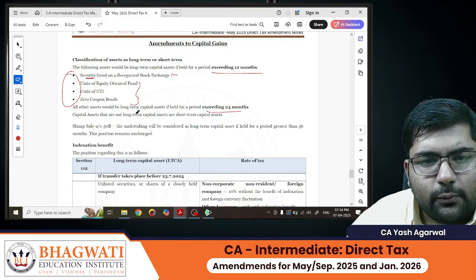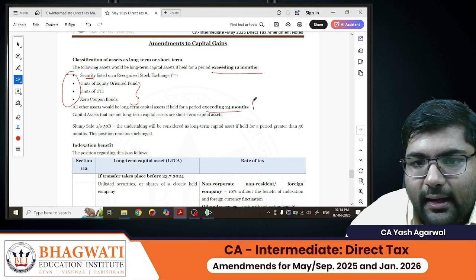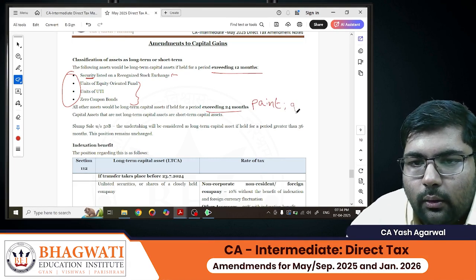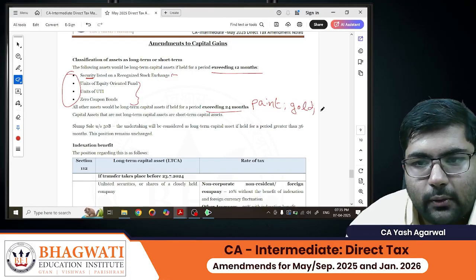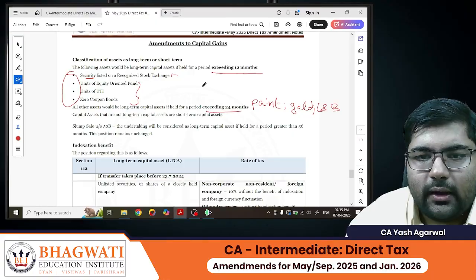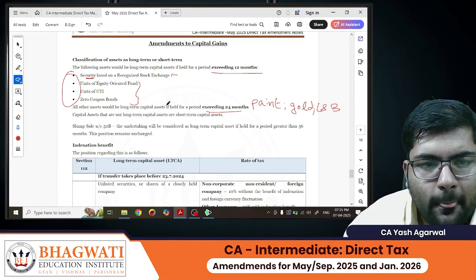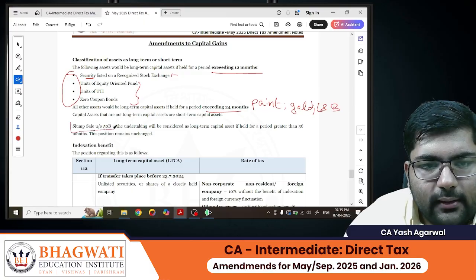All other capital assets would be long term if held for a period of more than 24 months. So, painting would come here, gold would come here, any precious metals, diamonds, precious stones, semi precious stones would come here, land and building would come here, all other items would come here. Okay, please remember this one point separately.